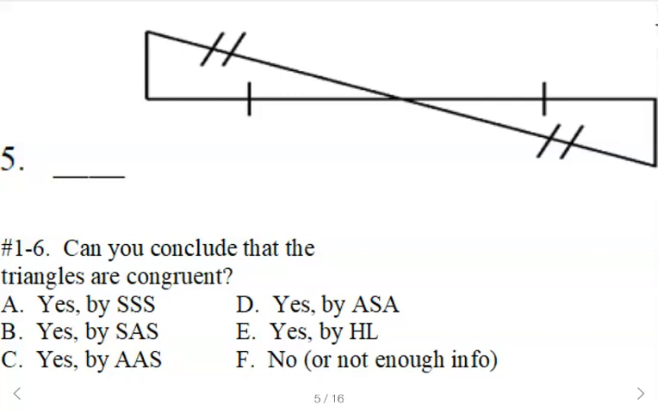All right, here we've got some vertical angles that are congruent. And so now we can see side, angle, side, side, angle, side.